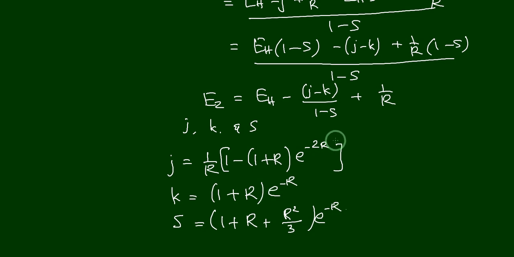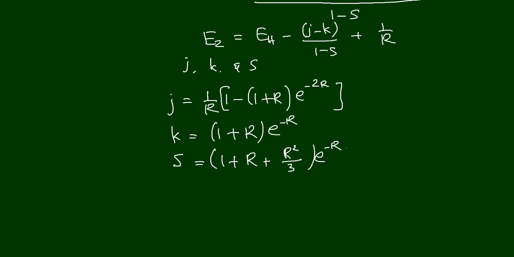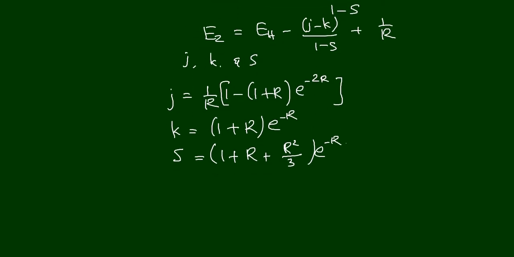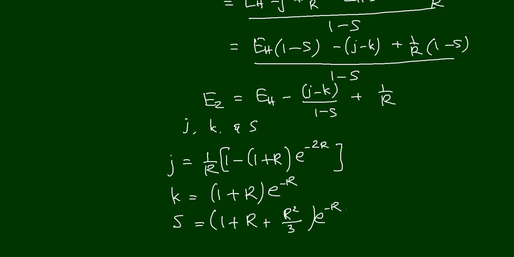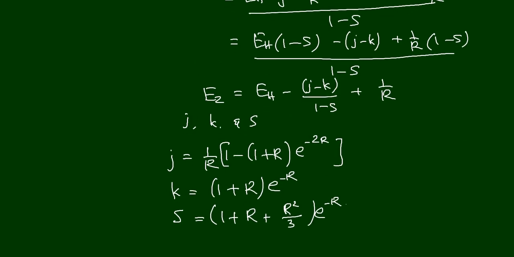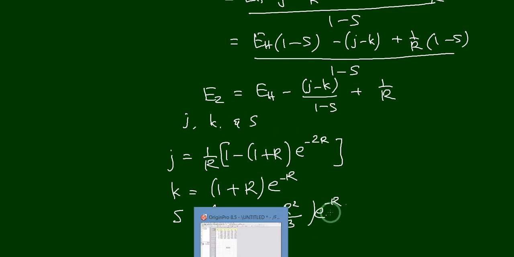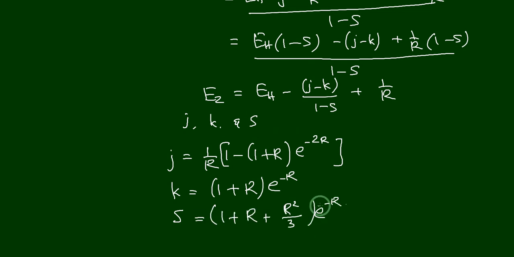So if we have this J, K, and S for different values of R, we can plot E1 and E2 against the different values of R. So what we are going to do is evaluate J, K, and S for each value of R, and for each value of R we will also evaluate E1 and E2. Okay, I have evaluated these integrals, J, K, and S, E1 and E2 using Excel.